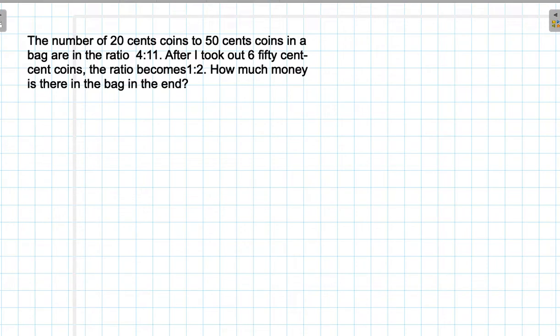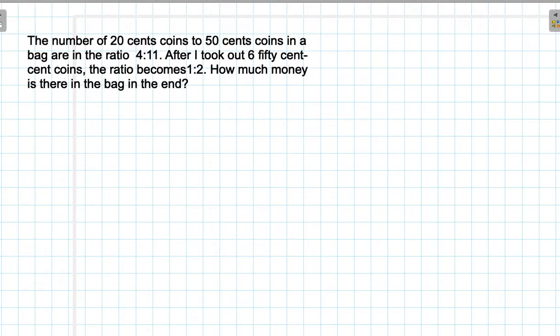What kind of method should I use? Okay, so I think by now P6 are very familiar with questions asking about 20-cent coins and 50-cent coins. But you must understand that there's a difference between the number of coins and the value of the coins.